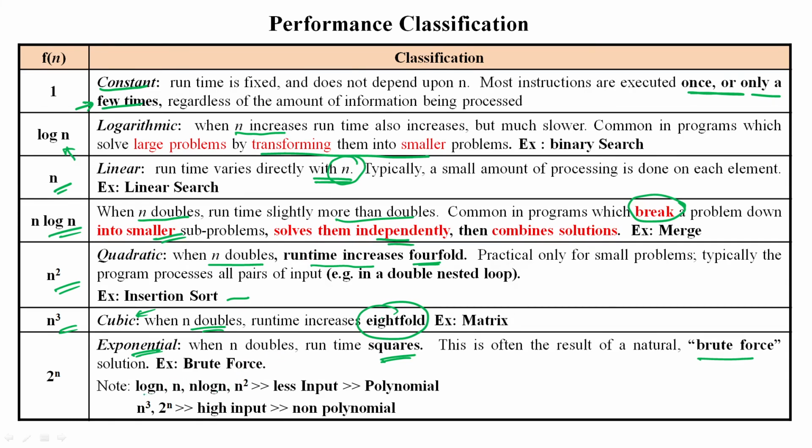For example, here 2 power n and n log n square are always much greater, compared even for less input. For less input, the polynomial time consumption will be very less. For high input, it is always greater for these two complexities, n cube and 2 power n, which are non polynomial. So with this I conclude the session.